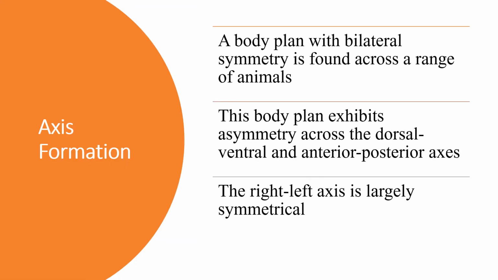So, axis formation. A body plan with bilateral symmetry is found across a range of animals. When you say bilateral symmetry, what you see on the right side can also be seen on the other side, or the left side. This body plan exhibits asymmetry across the dorsal-ventral and anterior-posterior axes. If you know your basic anatomical positions, you should know what is dorsal and what is ventral, or anterior and posterior. The right and left axis is largely symmetrical.